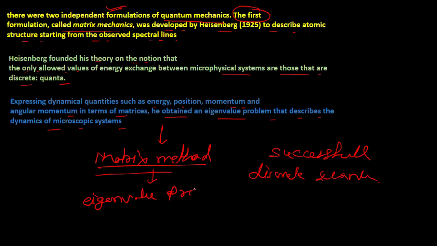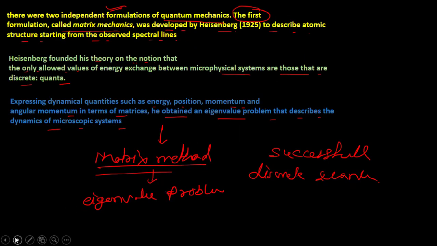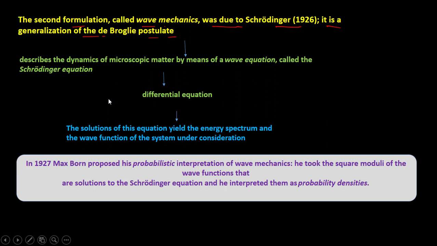Eigenvalue problem. Okay. Now, instead of this eigenvalue problem, Schrödinger, here we come. The next formulation, wave mechanics, was due to Schrödinger. It is a generalization of the de Broglie postulates. Now, instead of Heisenberg's matrix method and eigenvalue problem, for generalizing the theory and expanding it everywhere, Schrödinger comes with wave mechanics. This describes the dynamics of microscopic matter by means of a wave equation called the Schrödinger equation.